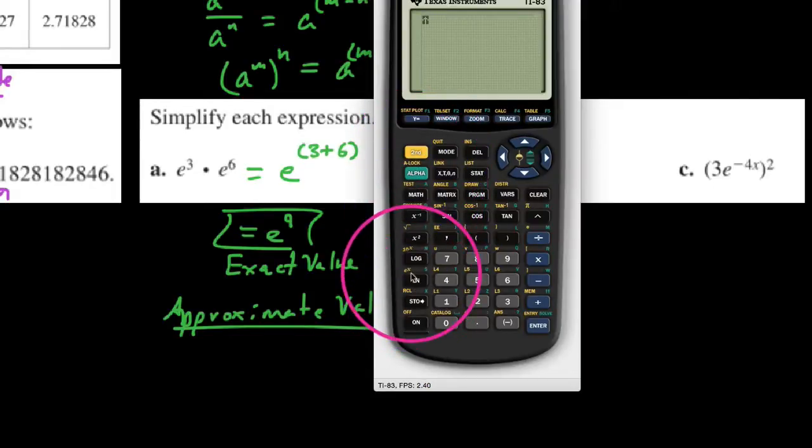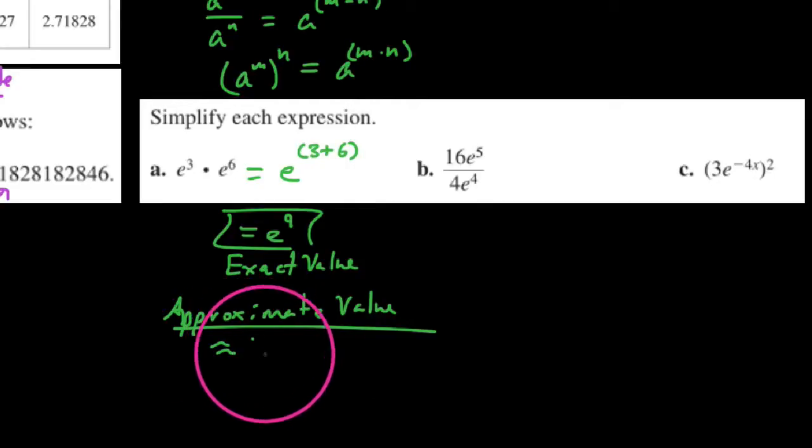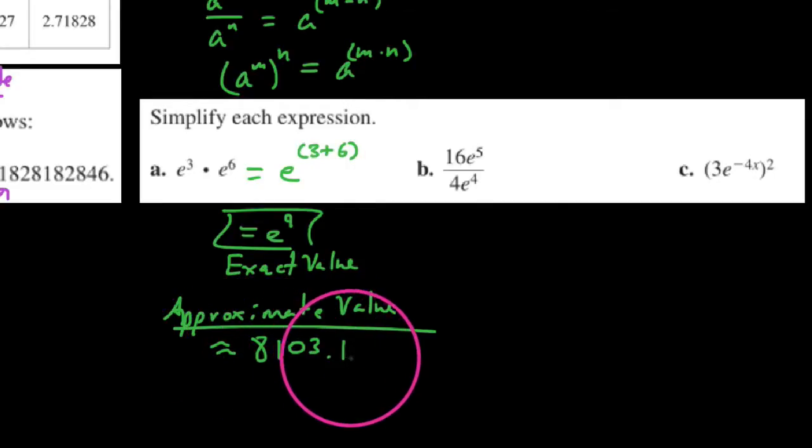If I hit second LN, or yellow button LN, what happens is it pulls up e to the blank. Now, the interesting thing about this is because e is the natural base, it's usually the base of an exponent. So it's always asking, what are you taking e to the power of? And in this particular case, we're taking e to the 9. So what I want you to see is we get about 8103.1. We can get a decimal on this, but we would say it exactly equals e to the ninth.